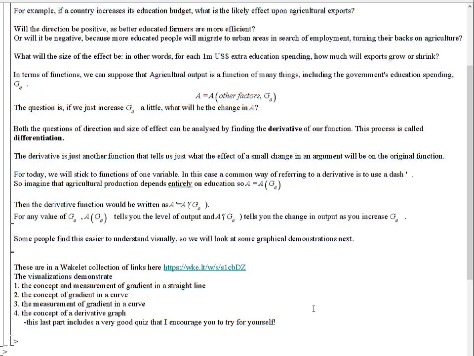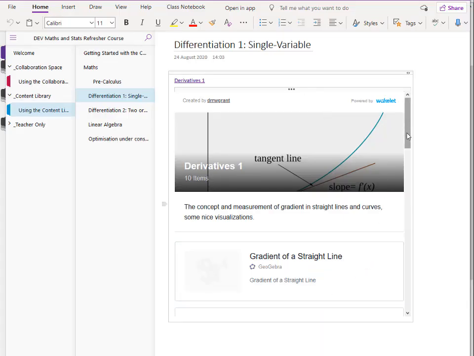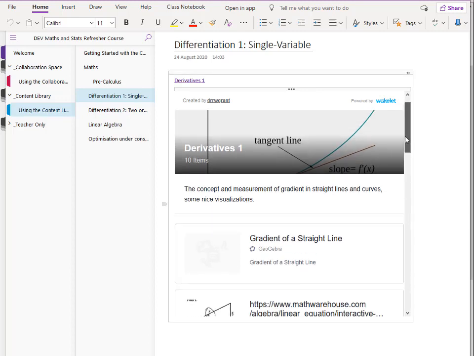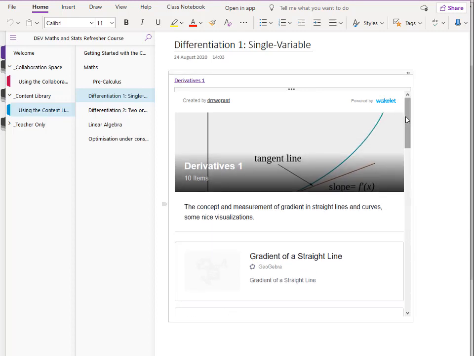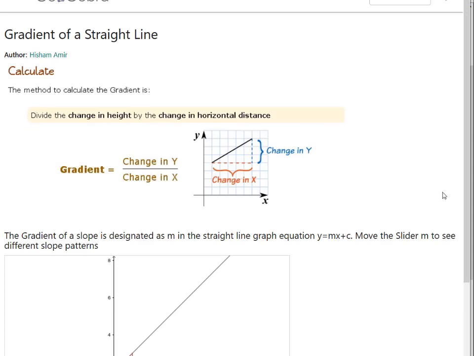So if we go off to this list I've got here, it's made on an excellent system called Wakelet that collects together these related links. I thoroughly recommend it. So the first one is just about the very basic idea of what's the gradient of a straight line. So we visit that. For a straight line, the gradient we're looking at is how much does y change when x changes?